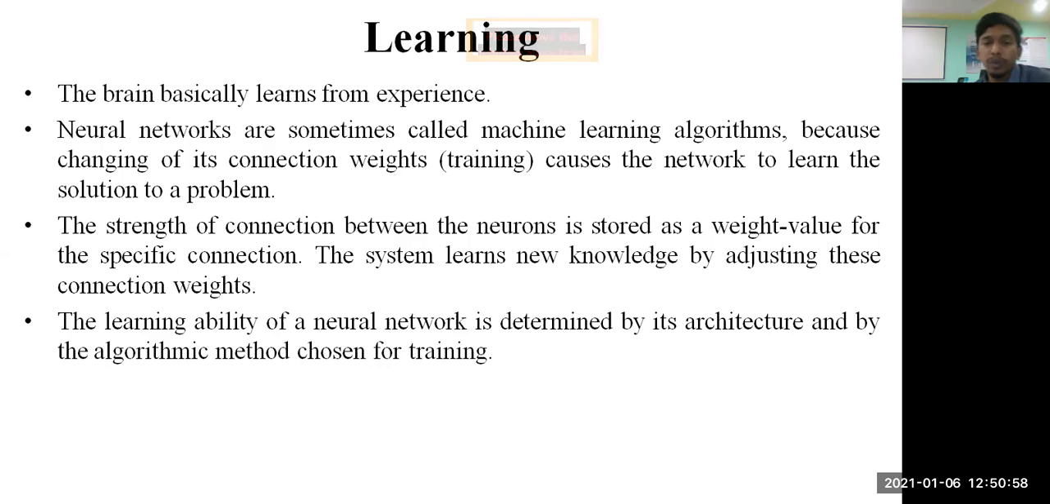The strength of connection between the neurons is stored as a weight value for a specific connection. The system learns new knowledge by adjusting these connection weights. Okay, so the learning ability of a neural network is determined by its architecture and by the algorithmic method chosen for the training. So you will have some set of rules which need to be ensured whenever you are designing an artificial neural network, and it also depends on the architecture you select, like what activation function you are going to select. So accordingly the rules may also vary.